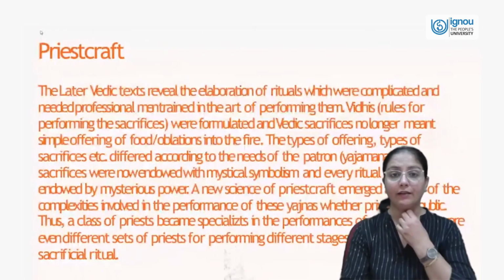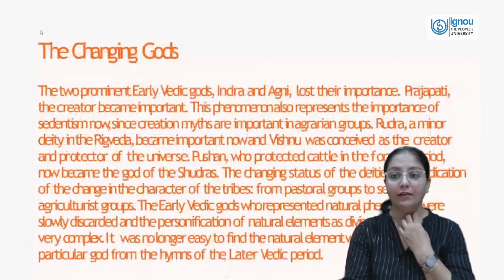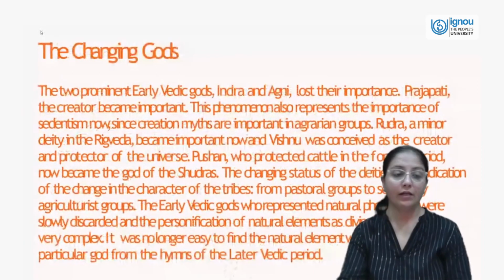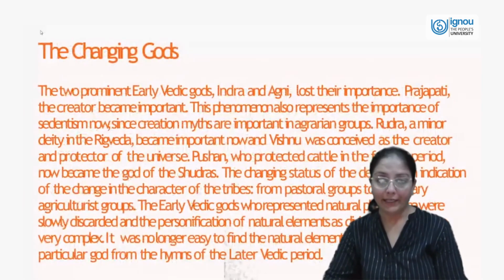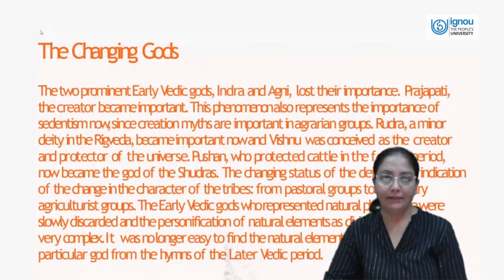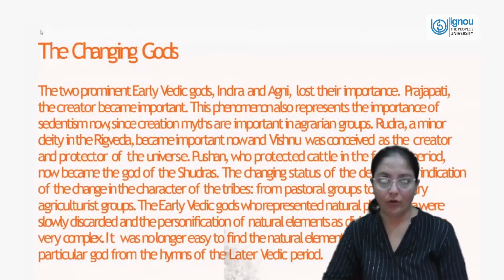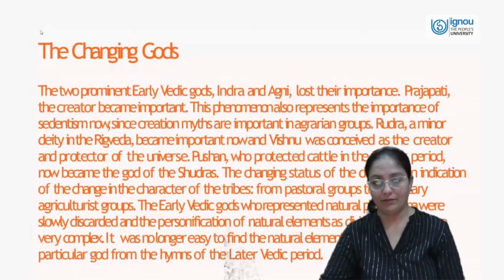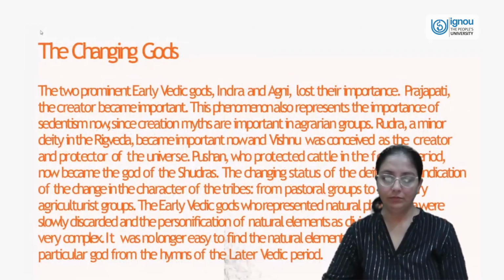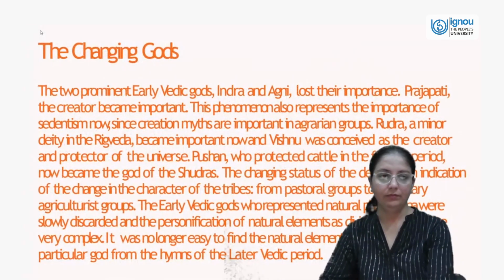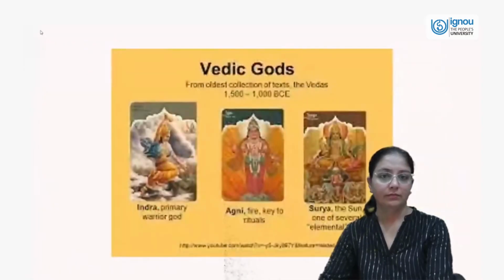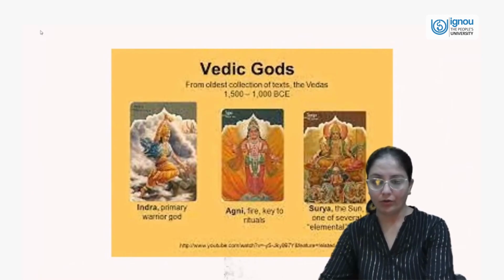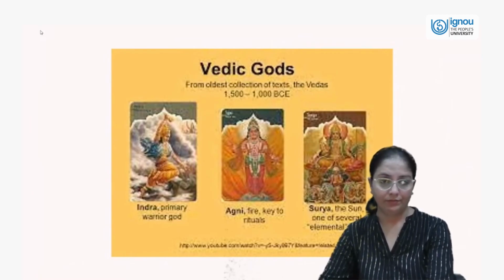They were using gods Indra, Agni, and Rudra. Rudra was a deity in the Rig Veda, and in the later Vedic period they used to believe in Vedic gods like Agni, Indra, and Surya, and the importance of these gods.